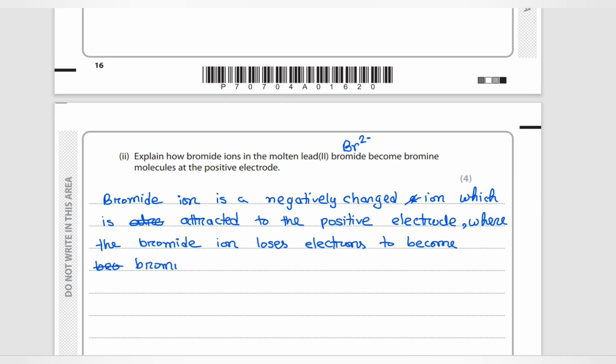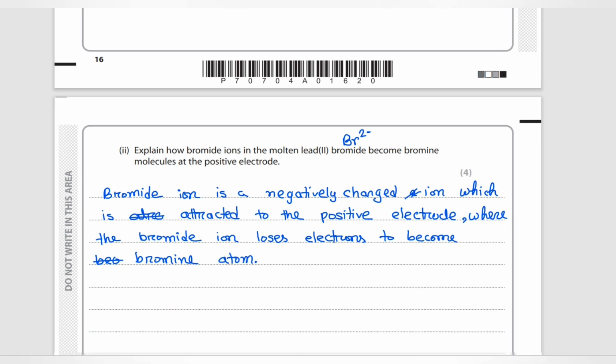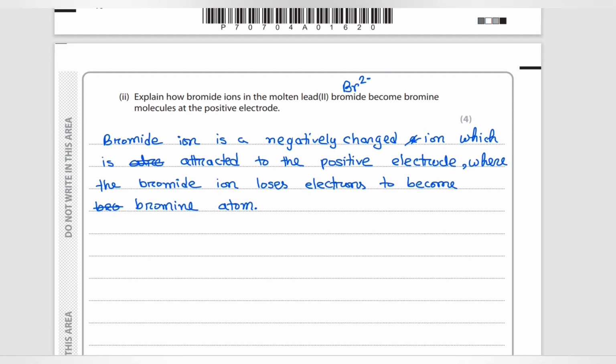And now we can write the half equation at the positive electrode, that is Br- becomes Br, and it gives out 1 electron. But Br never exists as a single atom, it always is a diatomic molecule. So in order to balance it, we have to balance the entire equation. So this is what the entire explanation for this part looks like.